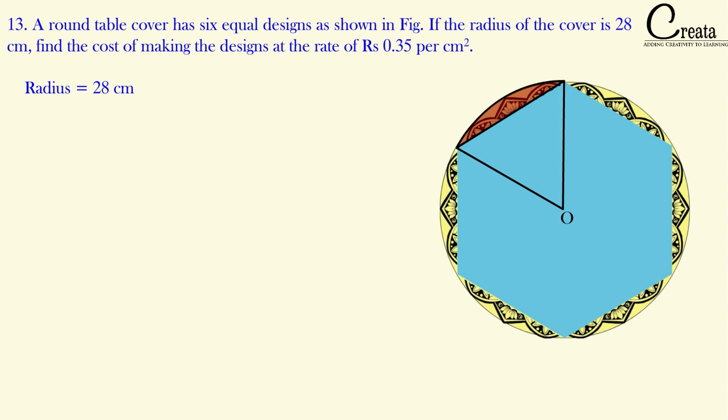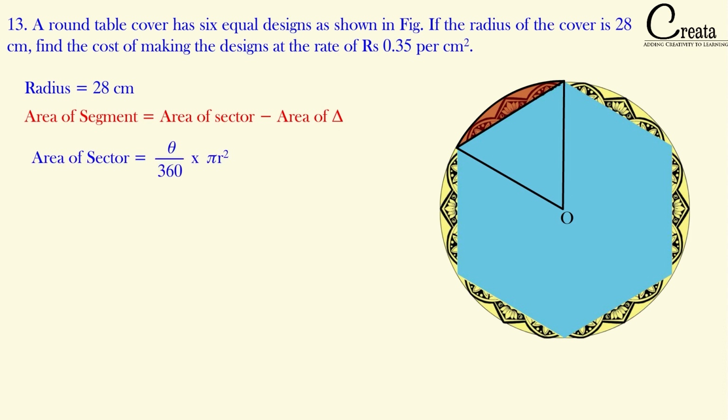How will we find the area of the segment? Area of the segment is equal to area of the sector minus area of the triangle. So we have to find the area of the sector and the area of the triangle to find the area of the segment. Firstly, let's find the area of the sector. For the area of the sector, this is the formula. We need two inputs: one is theta and the second is radius. Radius is given in the question as 28 centimeter. Theta, the angle, is missing. So firstly, let's find the angle.